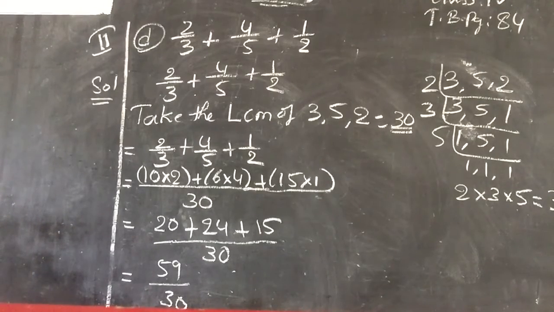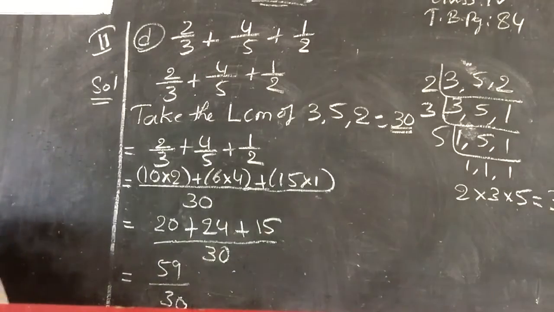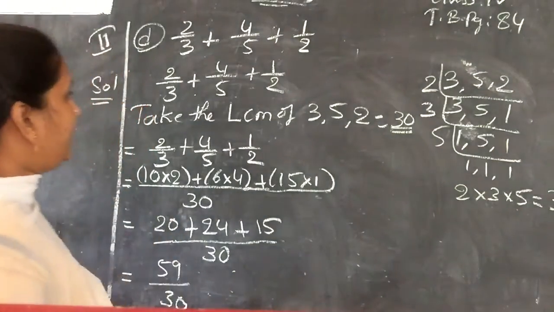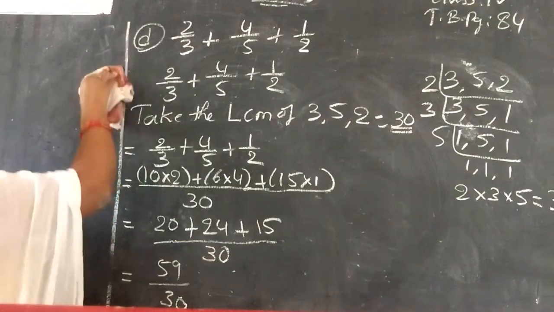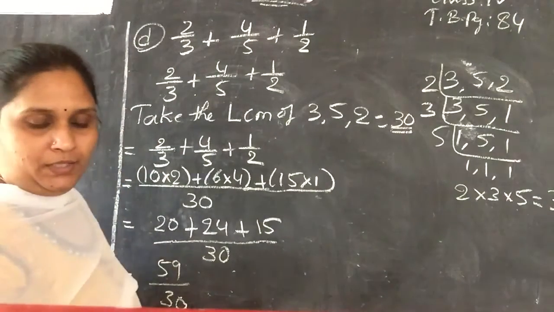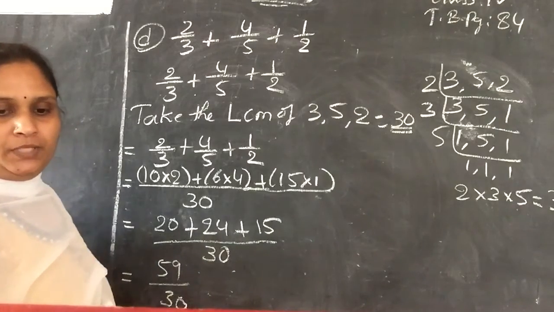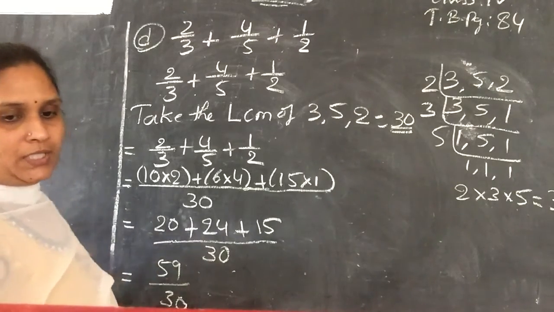Section 2 completed. Now coming to section 3, how to do addition of mixed like fractions. Here in this section also 6 sums are there. 2 I am going to explain to you. The remaining all you have to do yourself.